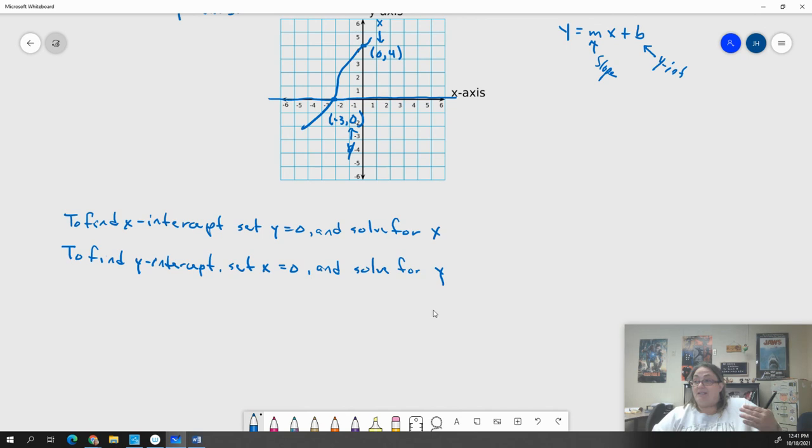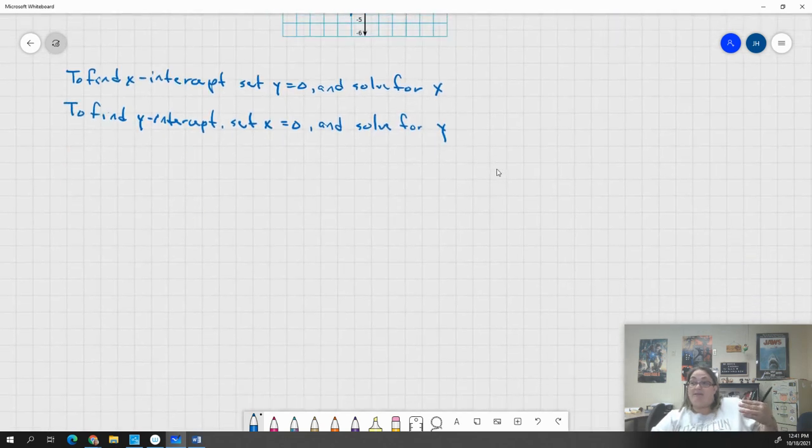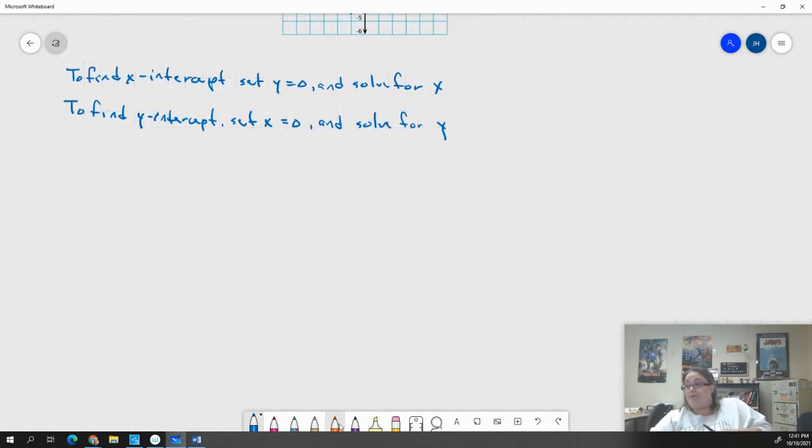So what does that look like algebraically? Well, I'm going to show you. So if I need to find the x and y intercept of, let's see.